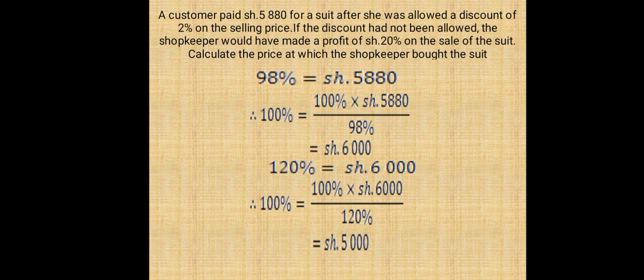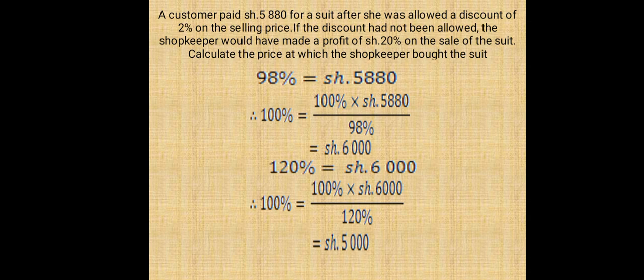A customer paid 5,880 for a suit after she was allowed a discount of 2% on the selling price. If the discount had not been allowed, the shopkeeper would have made a profit of 20% on the sale of the suit. Calculate the price at which the shopkeeper bought the suit.